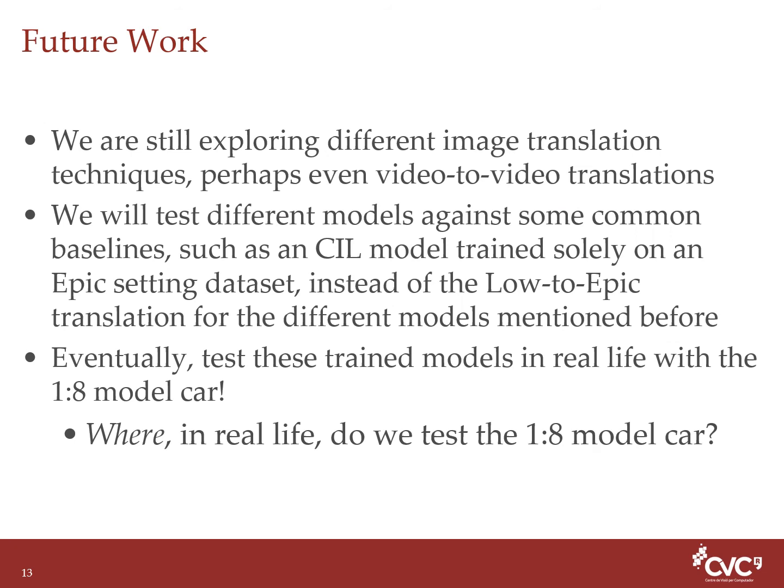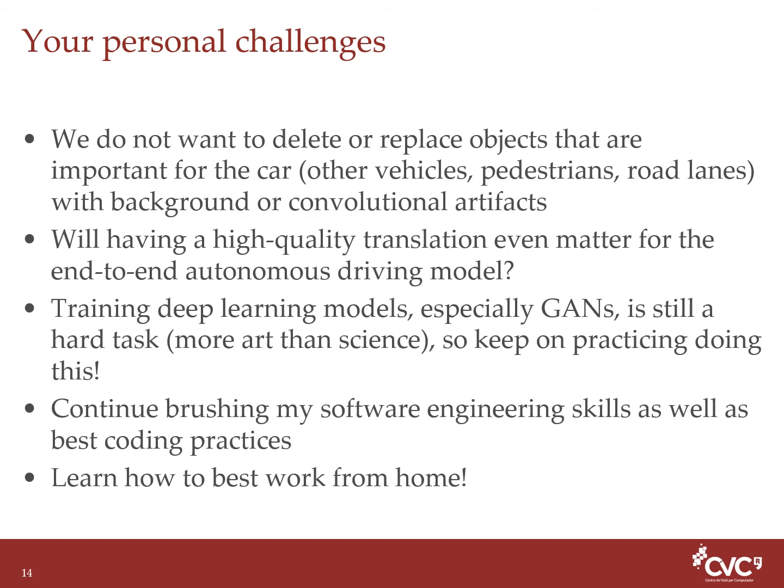So as future work, we are concluding on which of these things to use. We will then have some baselines, train a conditional imitation learning model on both low only and only epic quality settings. Then we see how a conditional imitation learning model trained with low to epic images goes, and eventually translate this into the 1/8 model car. But where in real life should we test it? And this is part of some of the personal challenges, which is: we don't want to delete or replace objects in the road that are important. And is even having a good translation important for the car?